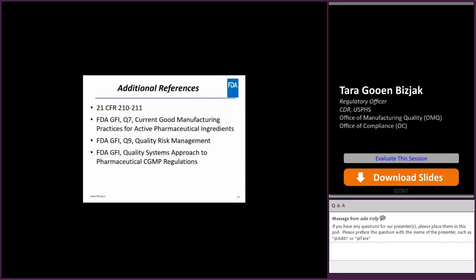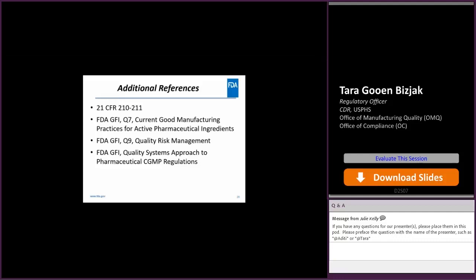Okay, so there are some additional references as well. I didn't cite 210, 211, which are the current good manufacturing practices for finished pharmaceuticals, but that's also extremely relevant, as well as some other guidance documents.